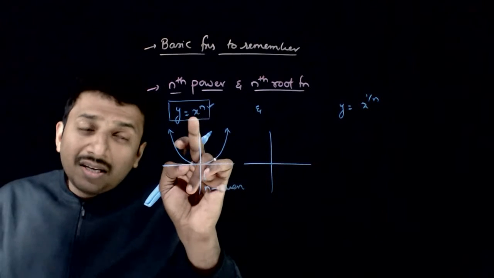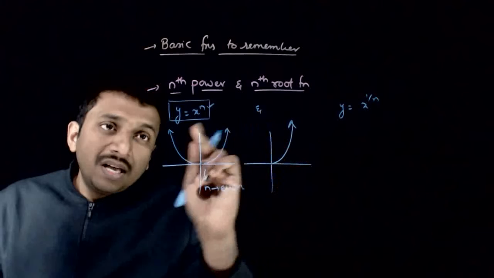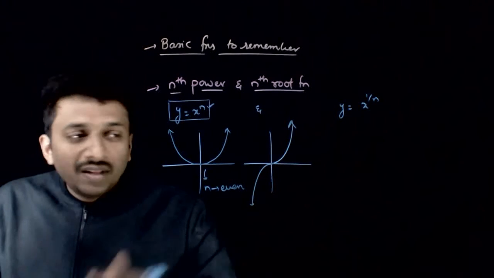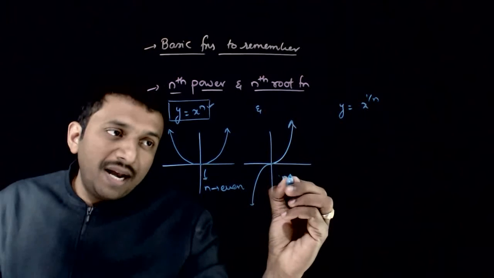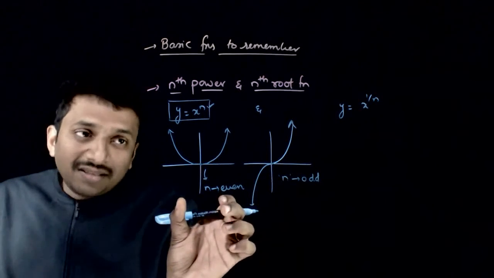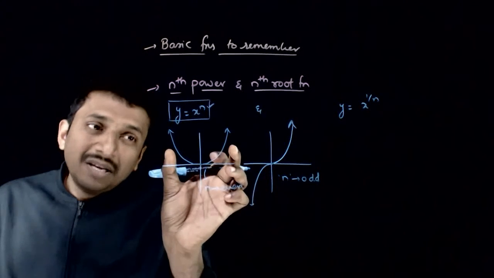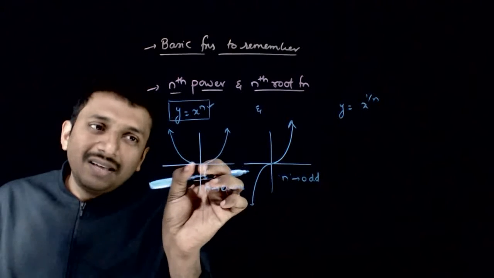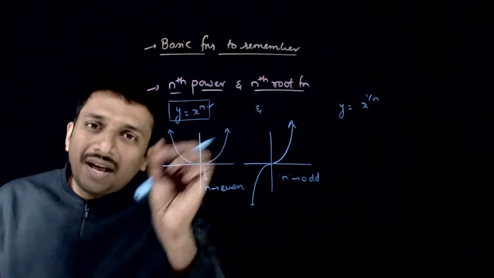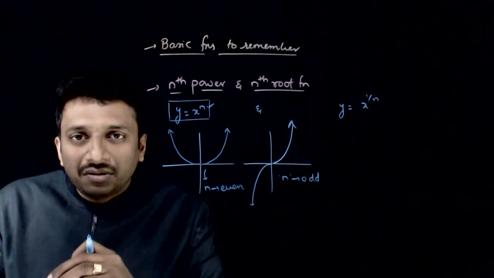And if n is odd, corresponding to positive x, y is positive. Corresponding to negative x, y is negative. This graph is obtained when n is odd. So when n is even, you have a graph something like this, which looks like a quadratic graph, but looks slightly fat or thin depending on the value of n. Here, this looks similar to the cubic function.